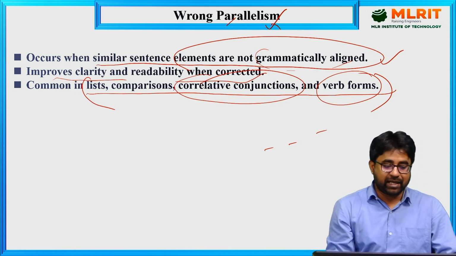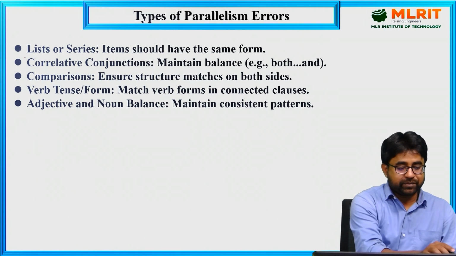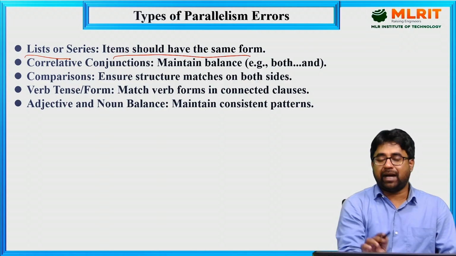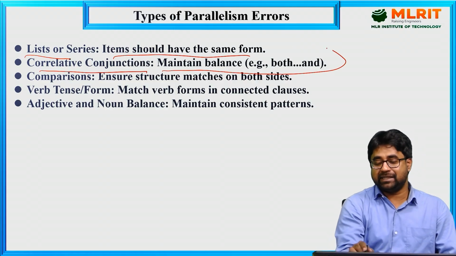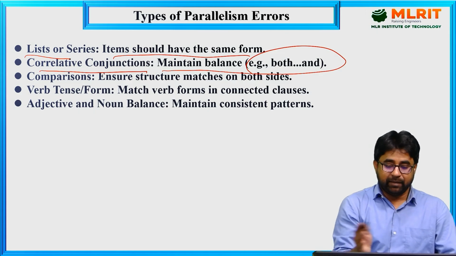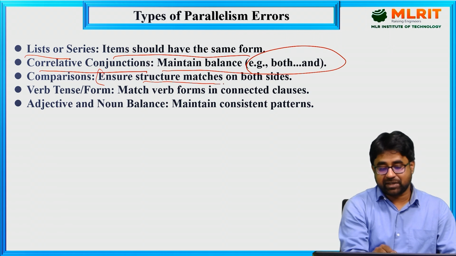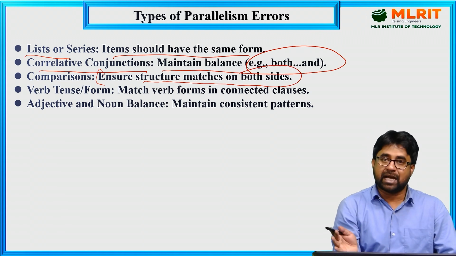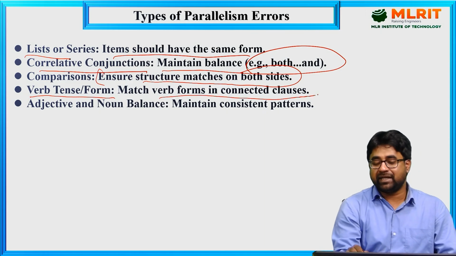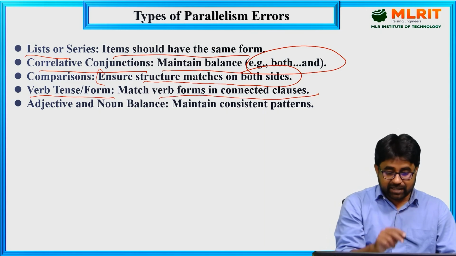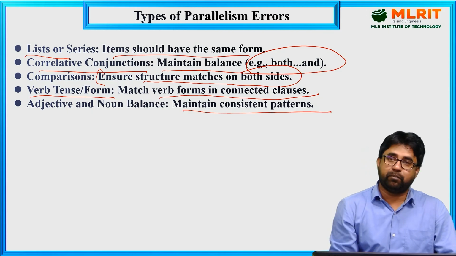Now let's see the examples, then it will be more clear. So list or series, that is one area. Items should have the same form. Then correlative conjunction: maintain balance between both parts. Then comparison: when we are making a comparison, ensure the structure matches on both sides. So both sides should have a similar structure. Then verb or tense form: match verb forms in connected clauses. Okay. Adjective and noun balance: maintain a consistent pattern.